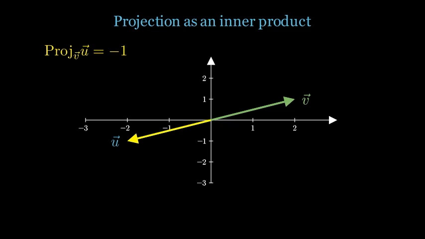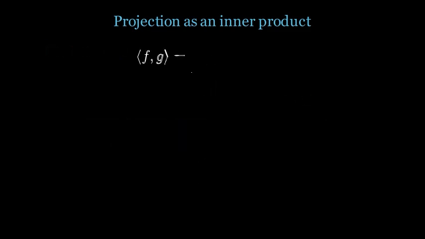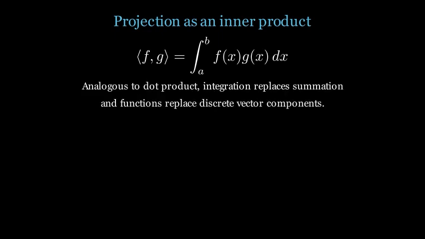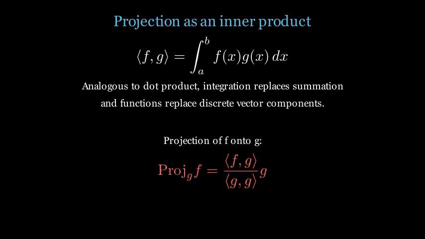So this definition can be extended to functions. How do we do this? We define the inner product in the sense of integrals instead of summation, and we describe functions instead of discrete vector components. So now this is the formal definition of an inner product of two functions. And consequently, we define the projection of one function onto another function or a function space.